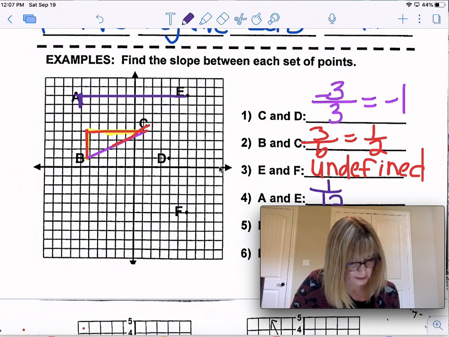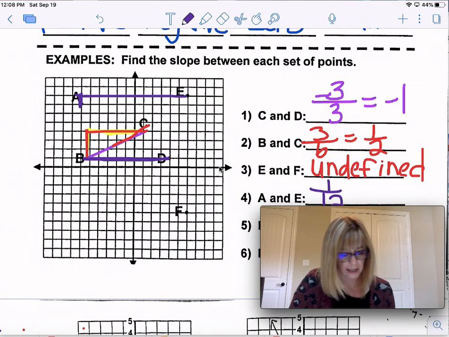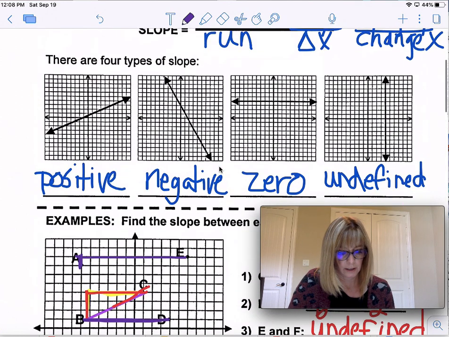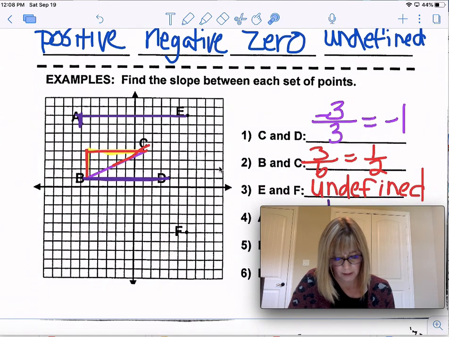Next one, B to D. Notice that there is no vertical change here. This is a straight horizontal line. And if you remember from up here, this is going to have a slope of 0. The only number that represents a horizontal line would be a slope of 0.